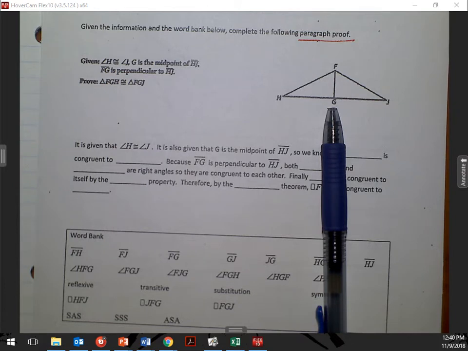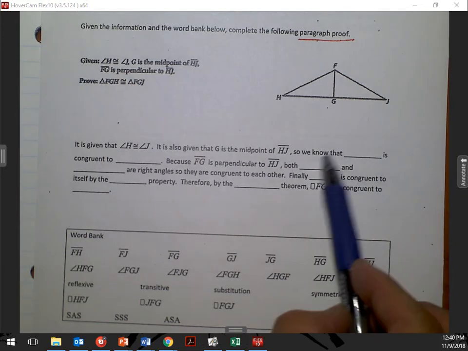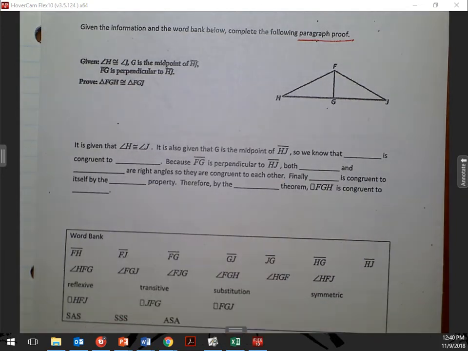What do you know about the left side and the right side? They're equal. The word is? They are congruent. Very good. They are congruent. So, we know that blank is congruent to blank. Look, I even have a bank right here, so you can't mess this up. So what's congruent to what? HG is congruent to GJ. Very good.